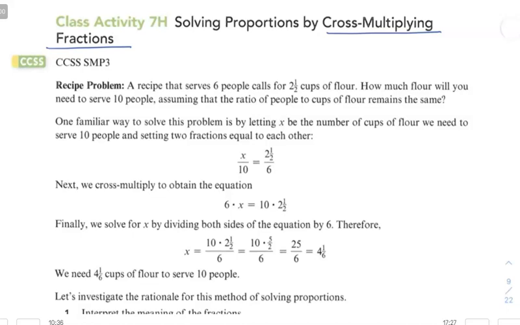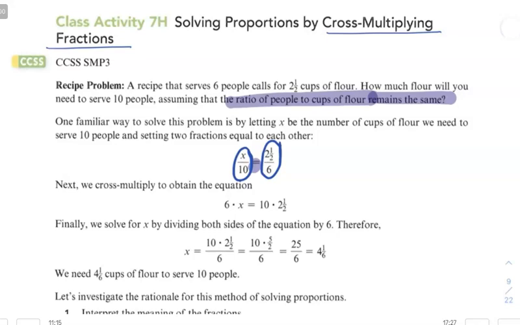A recipe that serves 6 people calls for 2.5 cups of flour. How much flour will you need to serve 10 people? Okay, assuming that the ratio of people to cups of flour remains the same. So one familiar way to solve this problem is setting x to be the number of cups of flour we need for 10 people and setting up this fraction x to 10. And then we know from the initial statement that 2.5 to 6 is going to be another ratio, and we're told that the ratio of people to cups of flour remains the same. So we're told about this equal sign.